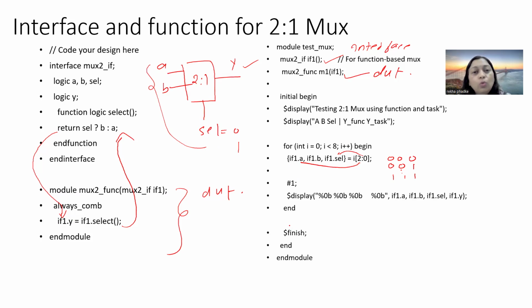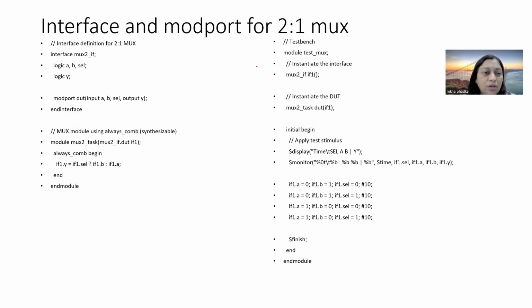The same way, if you don't want a function, then you can replace it with a modport, which I'm showing here. So I'm just replacing the function with a modport. The name of the modport is DUT. You can give any name here. And then I'm mentioning the directions of the signals of my DUT. So A, B, sel are the inputs and Y is the output. So I'm just mentioning the directions here.